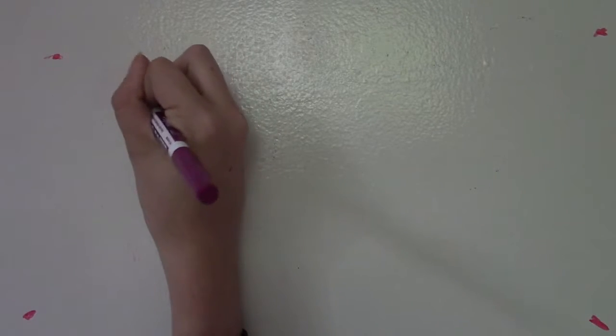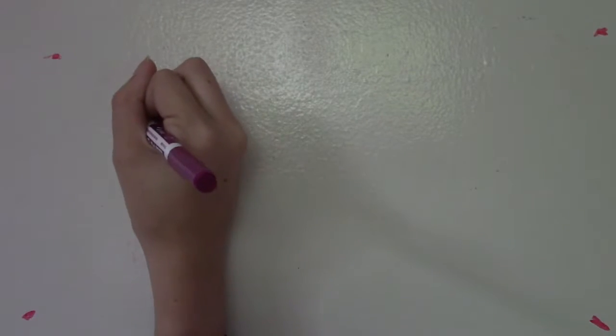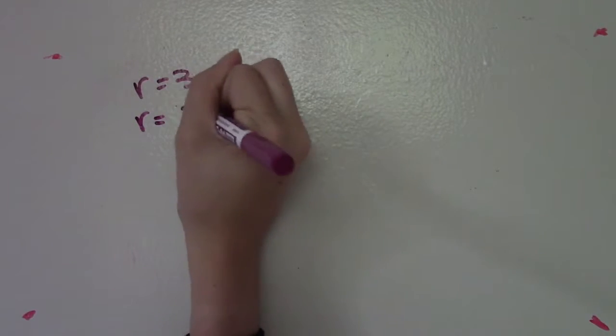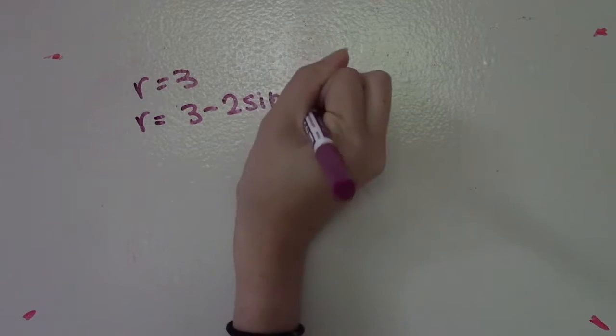Part C asks, the distance between the two curves changes for theta greater than 0 and less than pi over 2. Find the rate at which the distance between the two curves is changing with respect to theta when theta equals pi over 3. Now, we first have to look and see what our distance is between the two curves. And in this case, it's just going to be one function minus the other function. And it will be r equals 3, and then r equals 3 minus 2 sine 2 theta.